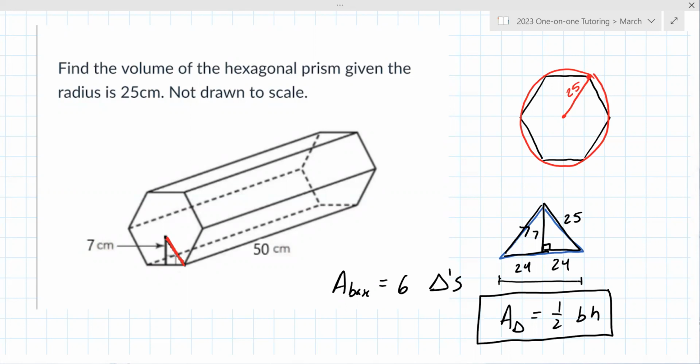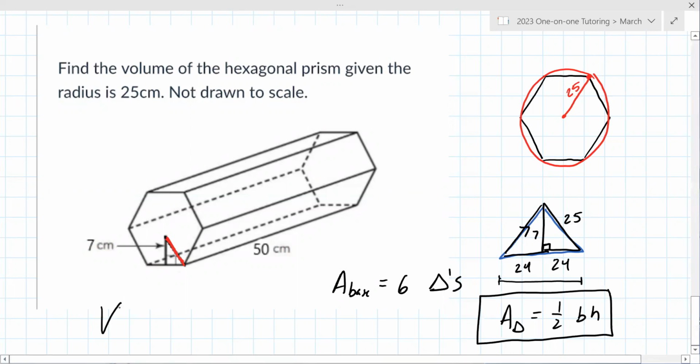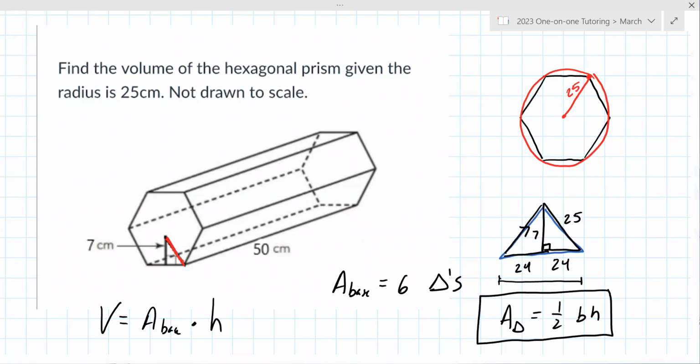Centimeters squared. So that's one triangle. Now you have to multiply that by 6 because you have 6 of those. 1008 centimeters squared. Now that's the area of the base. So the volume is the area of the base times the height or the length. So now I need to multiply that by 50. 50,400. Great.